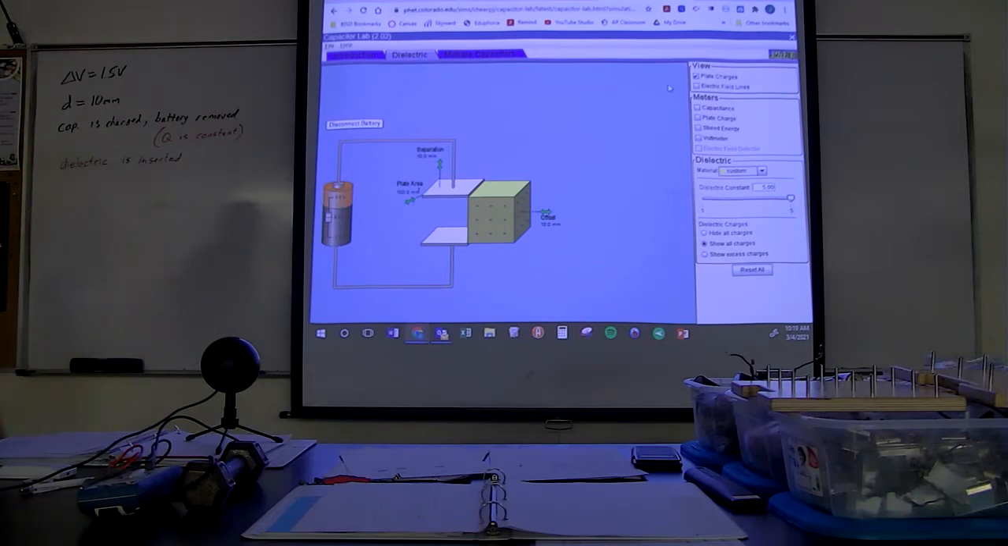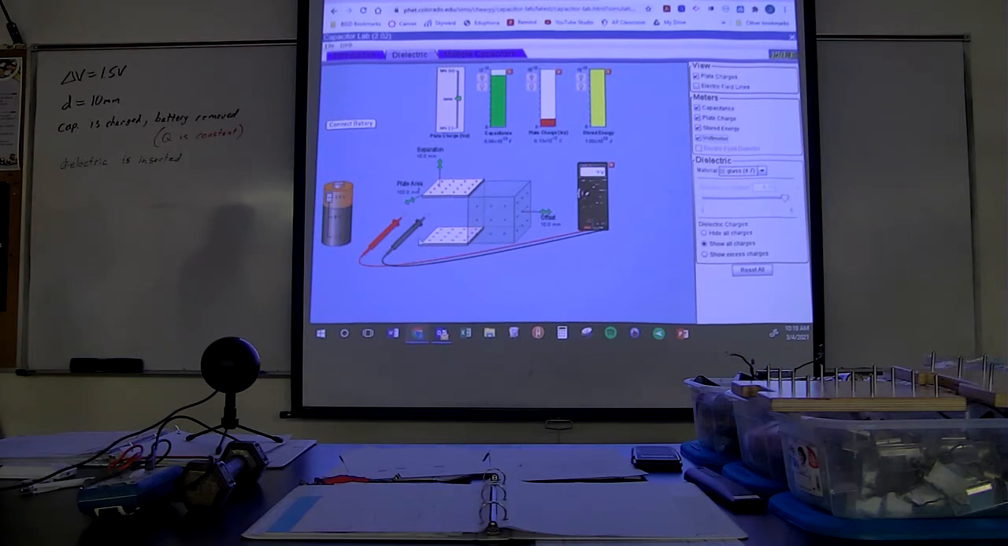So let me charge my capacitor up. And we'll use glass. Has a dielectric constant kappa of 4.7. And then I disconnect the battery. And let's look at all the meters here. Got my voltmeter. And I got my meters here that are going to read capacitance, plate charge, and stored energy. So I insert the dielectric.